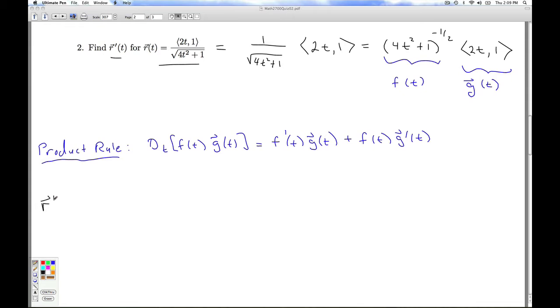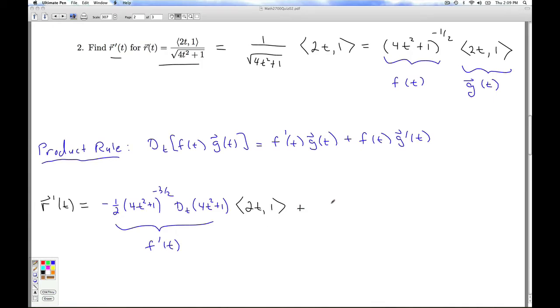r prime of t equals, I need to take the derivative of the f of t. So the derivative of the f of t is minus 1/2 times 4t squared plus 1 to the minus 3/2 times the derivative of 4t squared plus 1. That's all the derivative of the scalar function. Multiply that by the vector function 2t, 1, plus the scalar function 4t squared plus 1 to the minus 1/2 times the derivative of the vector valued function.